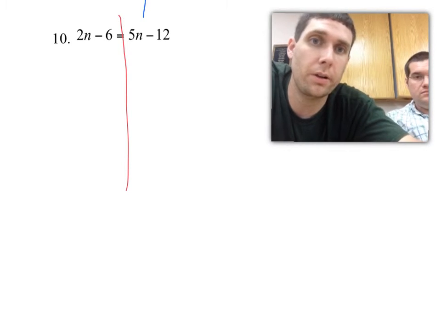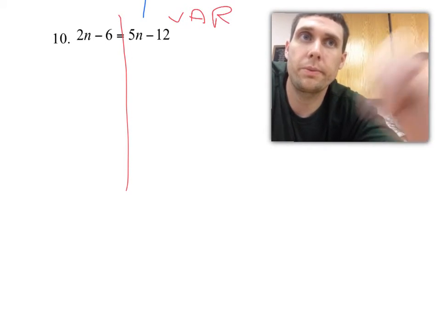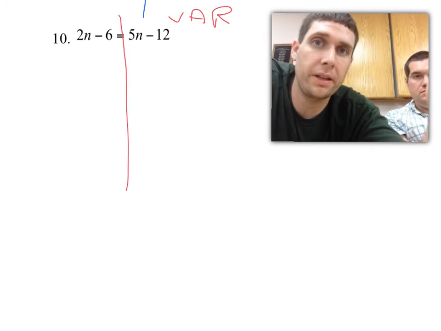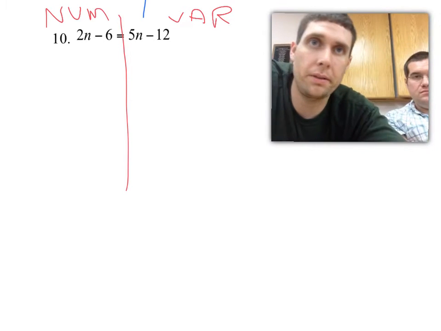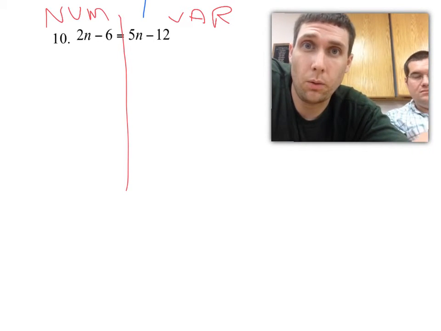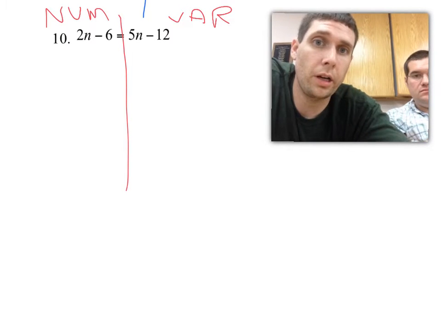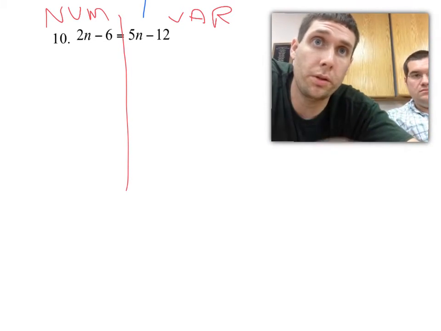Clearly the 5 is bigger than 2, so I'm going to call this side my variable side, which means I want all my variables to end up on that side, and I want all my numbers to end up on the other side. That's step 3. Step 4 is called out of place. Now, what number or variable is not on the correct side? You can start with either the variable or the number. That's up to you. I'm going to move the variables.